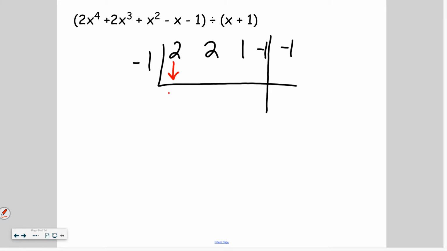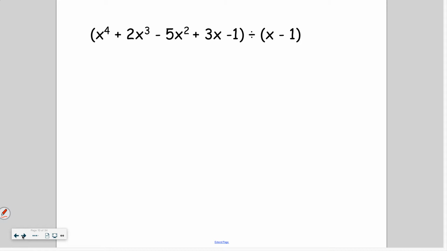So bring down that 2, it's negative 2. Negative 1 times 0 is 0. Negative 1 and negative 1, sorry, negative 1 and positive 1, negative 2 and negative 1, so I end up with 1. So this is what you should have got as a remainder of 1. All right, try the next one.